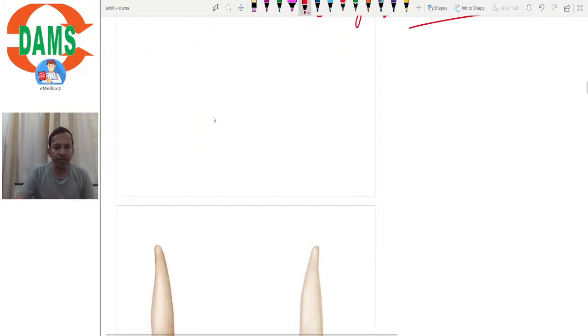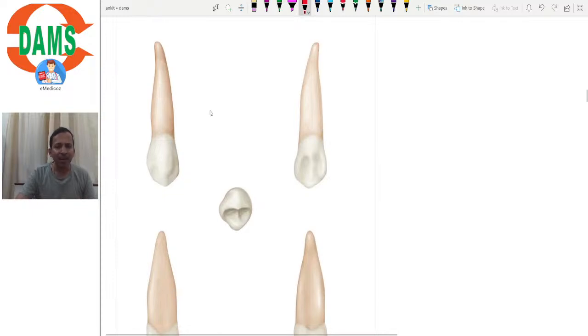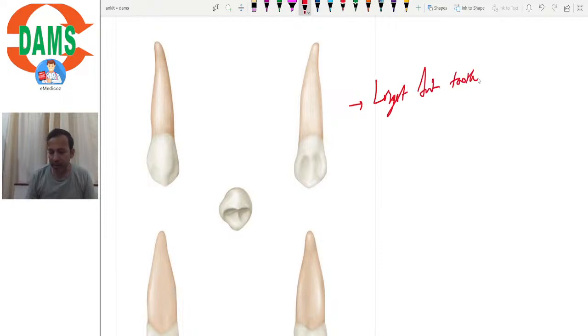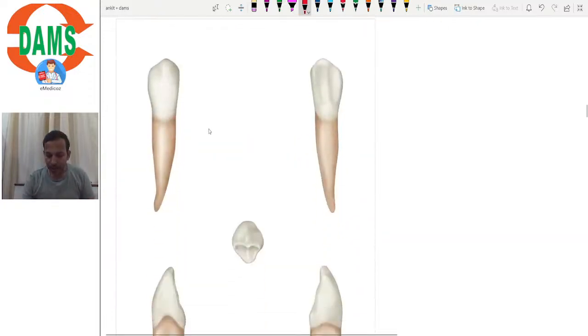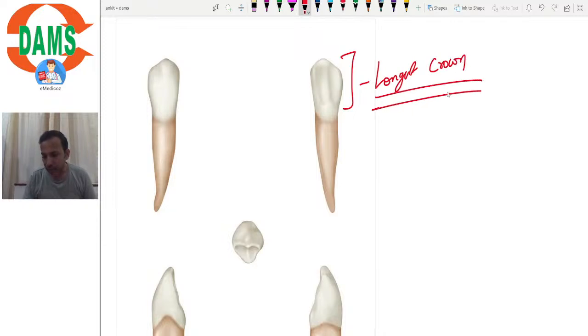So let's go to the next tooth, the maxillary canine. The maxillary canine is the largest anterior tooth, right? This is the largest anterior tooth, and it has the longest root, right? It has the longest root. The longest crown is of the mandibular canine, right? The longest crown is of the mandibular canine.